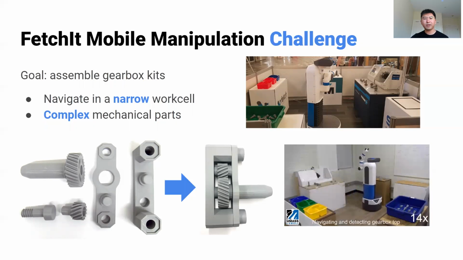As you can see from the bottom left photo, they include a large gear, screw, and a small gear. On the right side, there are the gearbox top and bottom. The narrow arena and the irregular objects make the problem very challenging.